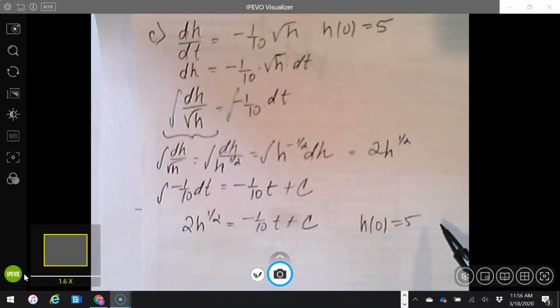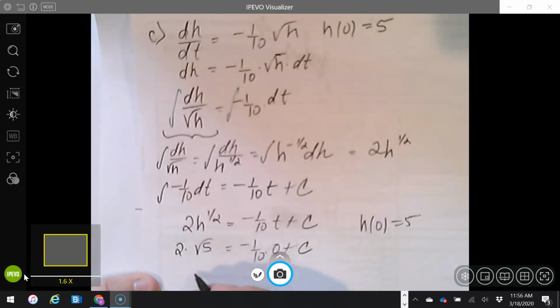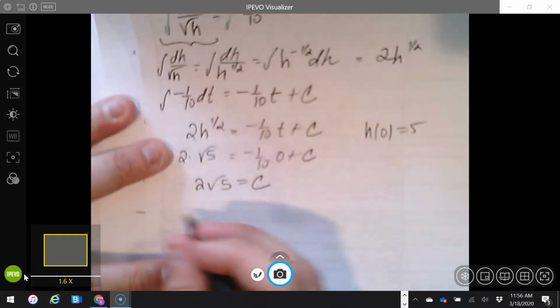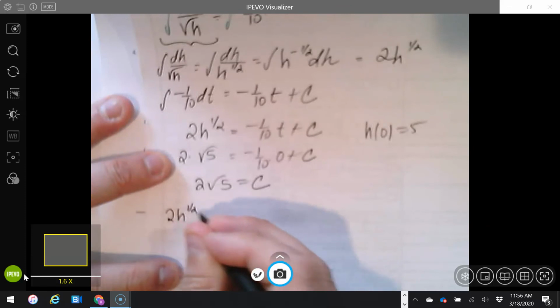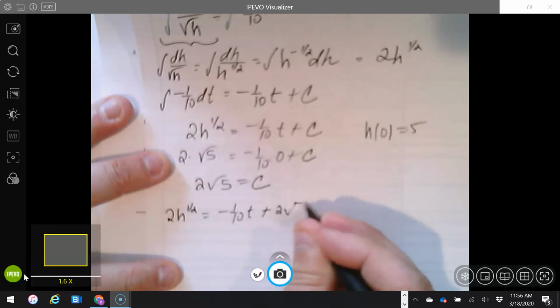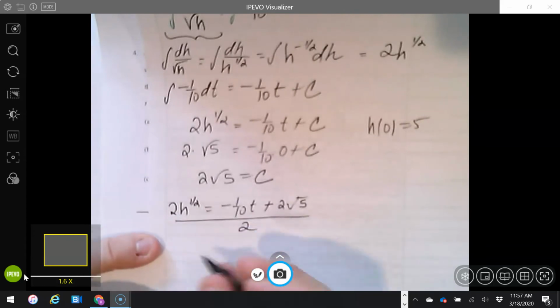h of 0 is equal to 5. So when t is equal to 0, h is going to be equal to 5. So if I plug that in, I'm going to get 2 times the square root of 5, h to the half means square root, is equal to negative 1/10 times 0 plus c. So 2 times the square root of 5 is equal to c. So going back to the original equation, 2h to the half equals negative 1/10 t plus our c, which is 2 square roots of 5. We're going to divide both sides by 2.